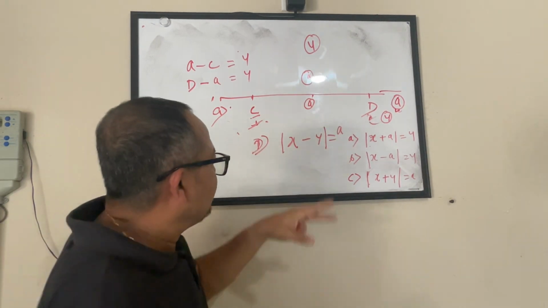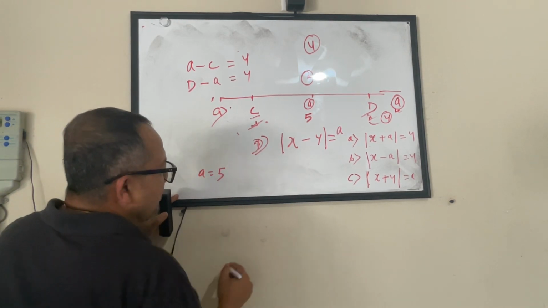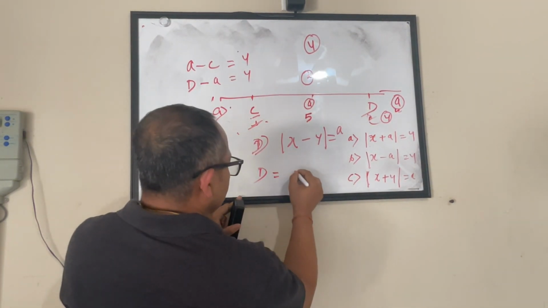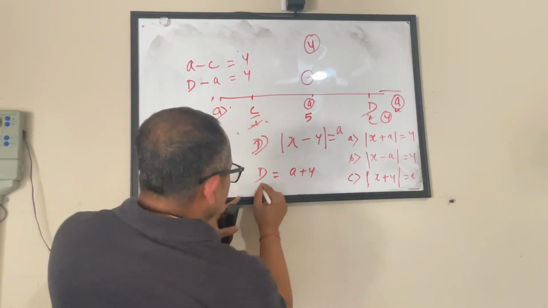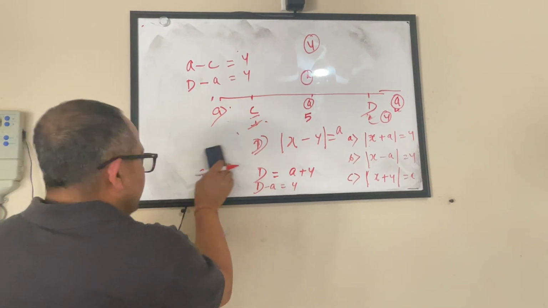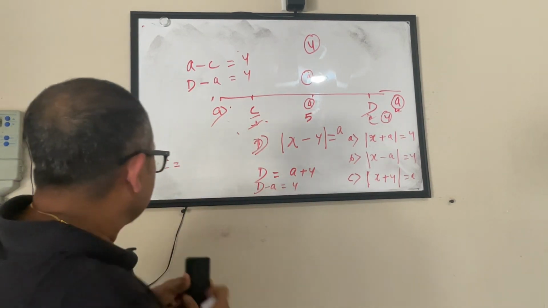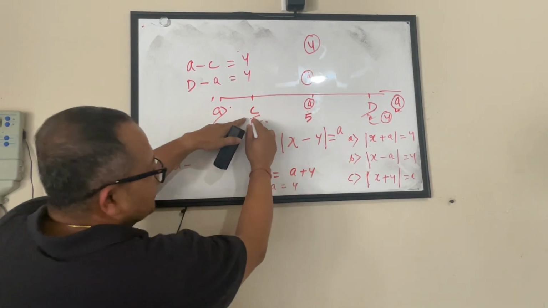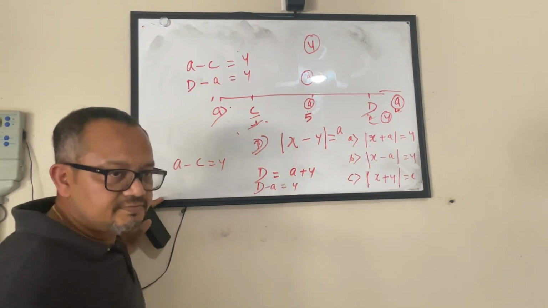Meaning, if you look at, let's say A is 5, how much will be D? If A equal to 5, how much will be D on the number line? Any guess? 9. I will say D will be equal to A plus 4. Yeah? Or D minus A will be equal to 4. This is fine? Now, what will be C? Again, it is A minus C. Since A is here, and I'm assuming C is on this side, C is smaller than D. So that means A minus C will be 4.